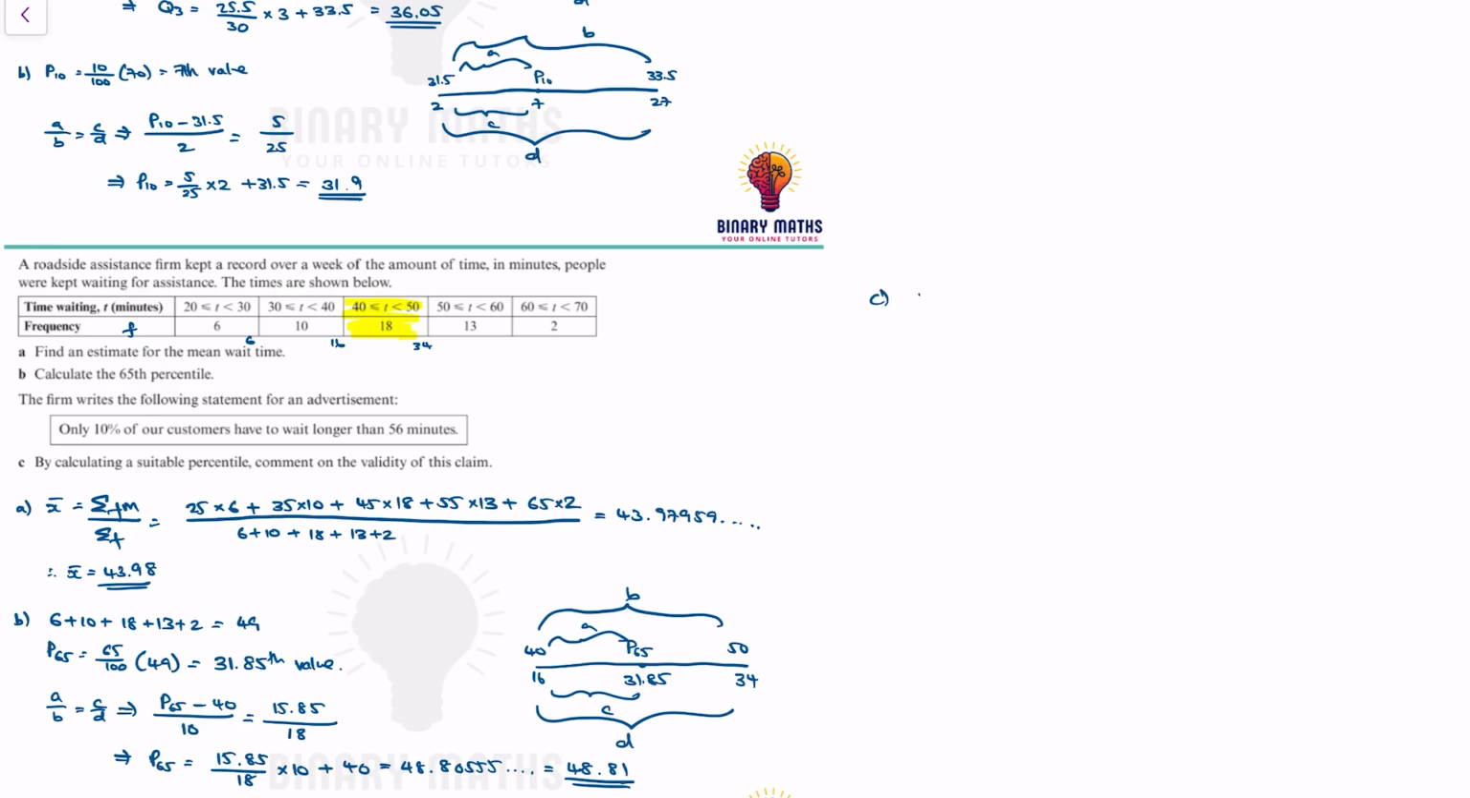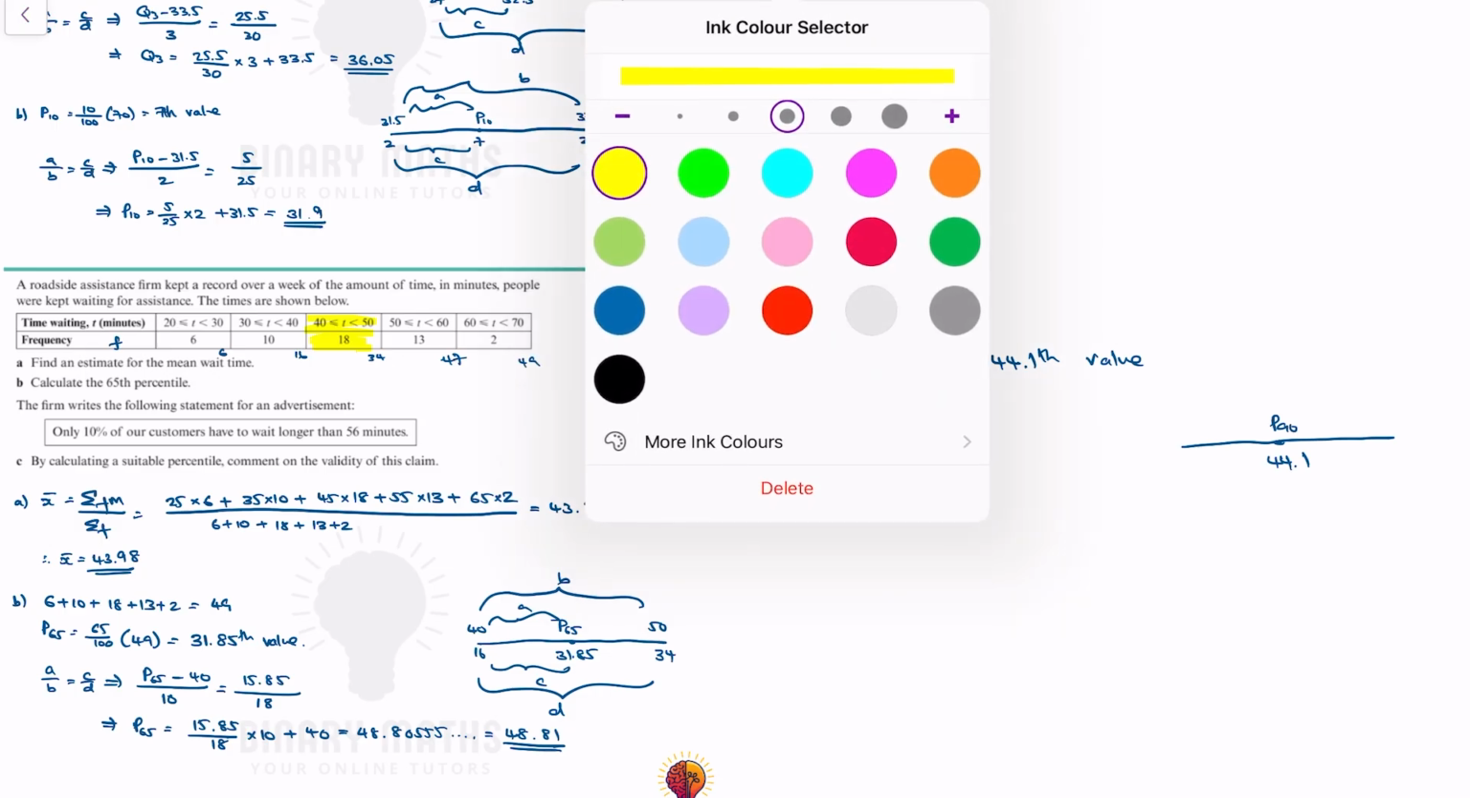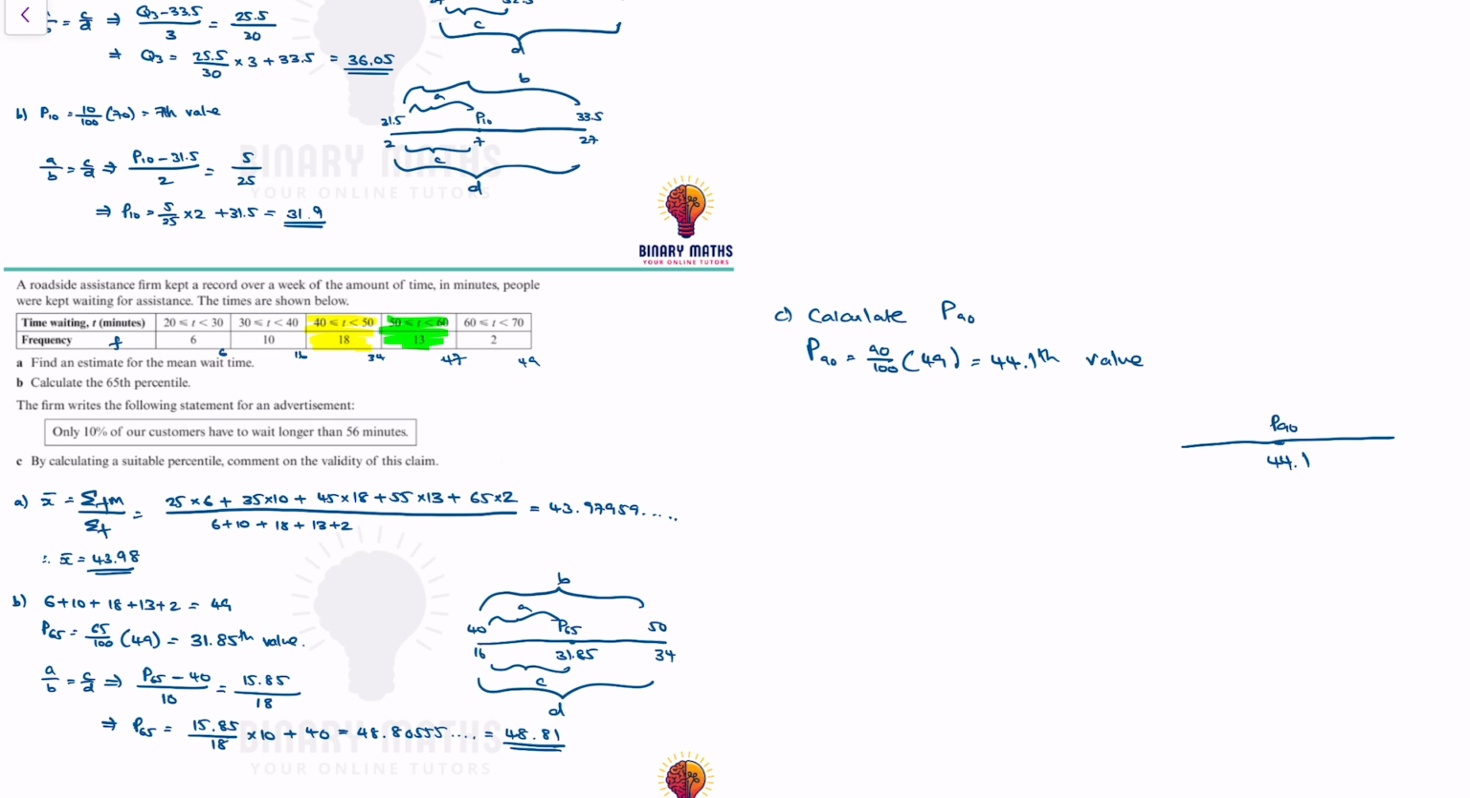So part C is calculate P90. P90 is equal to 90 over 100 times N, which is 49, which is the 44.1th value. So P90 is the 44.1th value. If I continue doing the cumulative frequency, 34 plus 13 is 47, and you get 49. So straight away we know for part C it's in this interval.